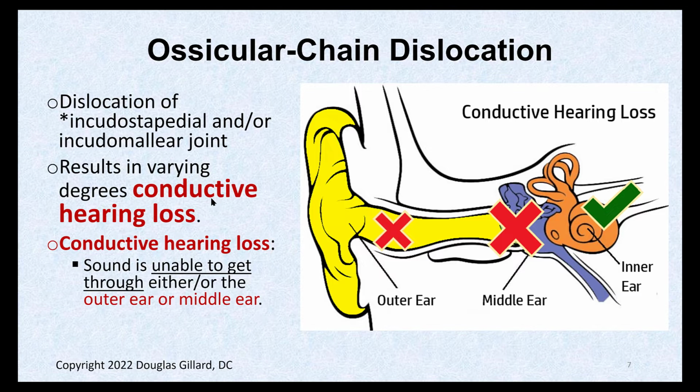A conductive hearing loss. Remember, conduction is through the external ear, where sound is caught by the external cartilage part of the ear. It's transferred down this auditory canal here, and then the middle ear. So the outer ear and the middle ear, that's where conduction occurs.